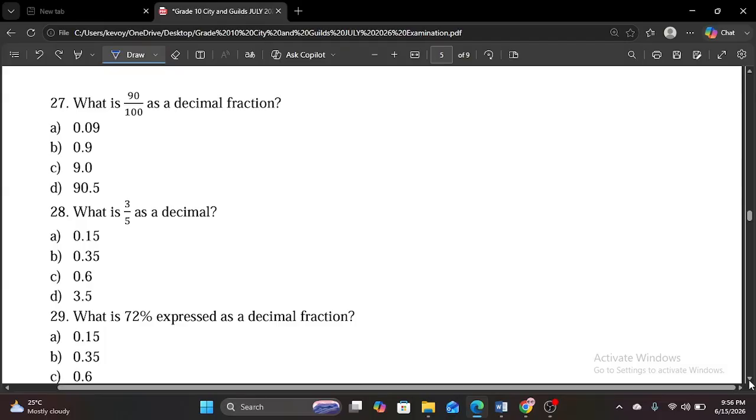So I'll be doing the same thing right here. What is 90 over 100 as a fraction? We're going to be doing the same thing. We just divide. So we're going to divide 100 by 90.